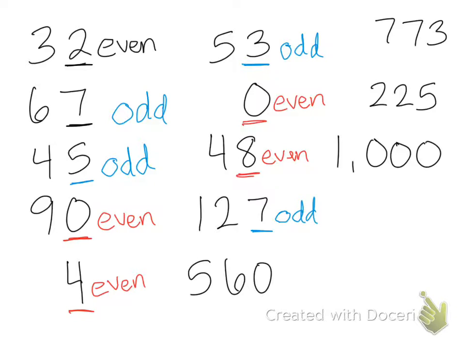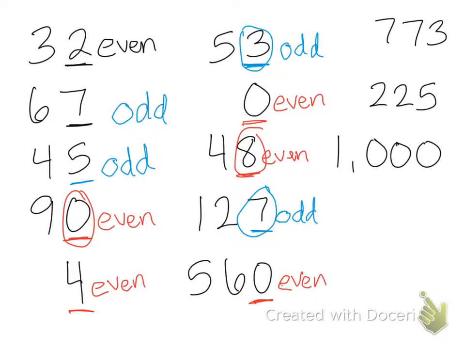You may notice we're looking just at the ones place, because it's the ones place that tells us if a number is even or odd. Okay? All right, what about 560? Well, the ones place is 0, which is an even number, which means this whole thing is even.